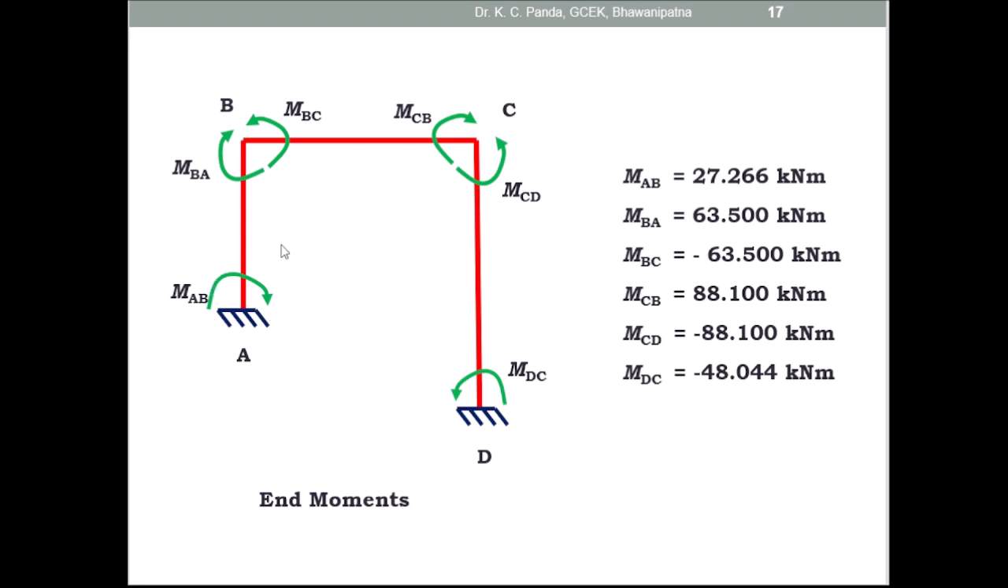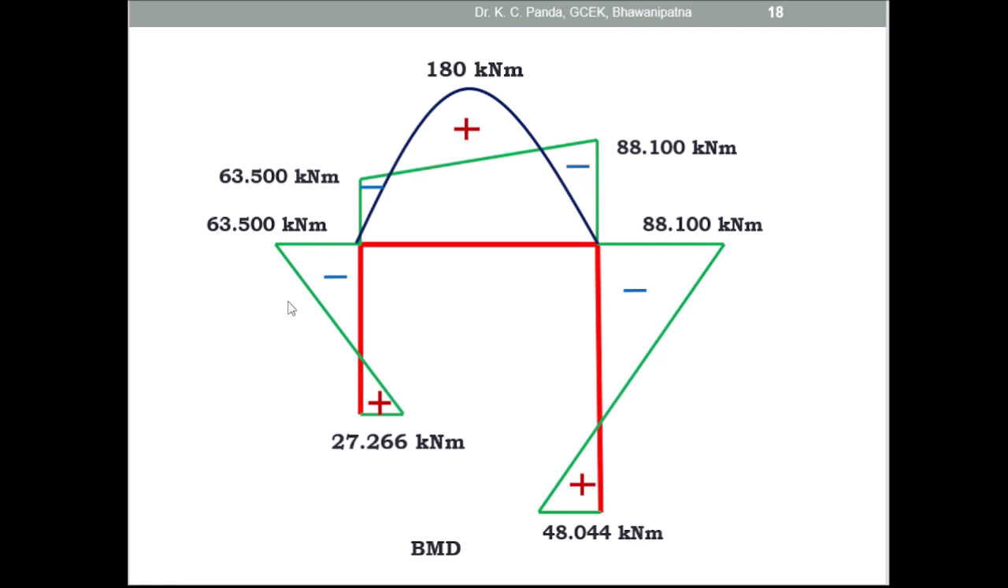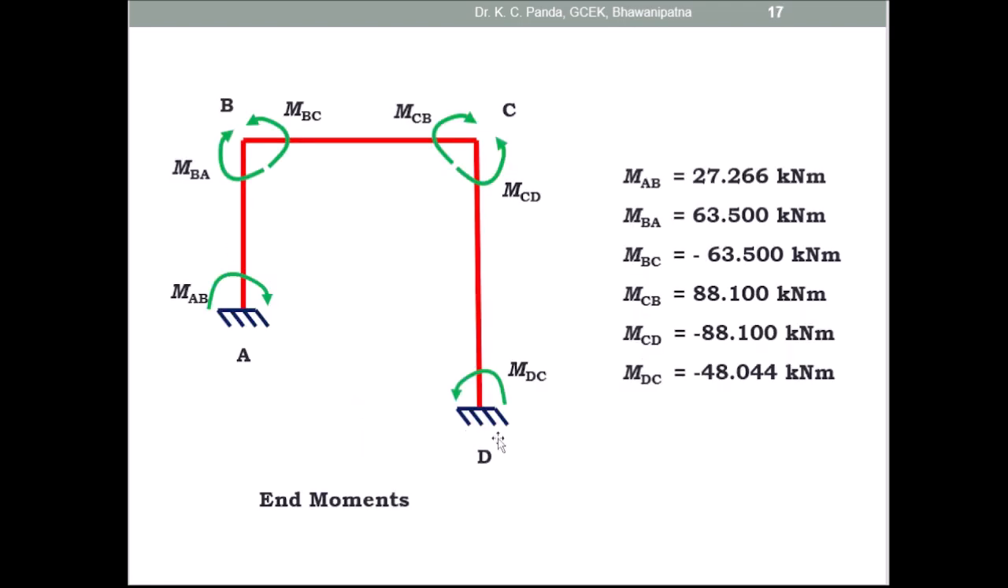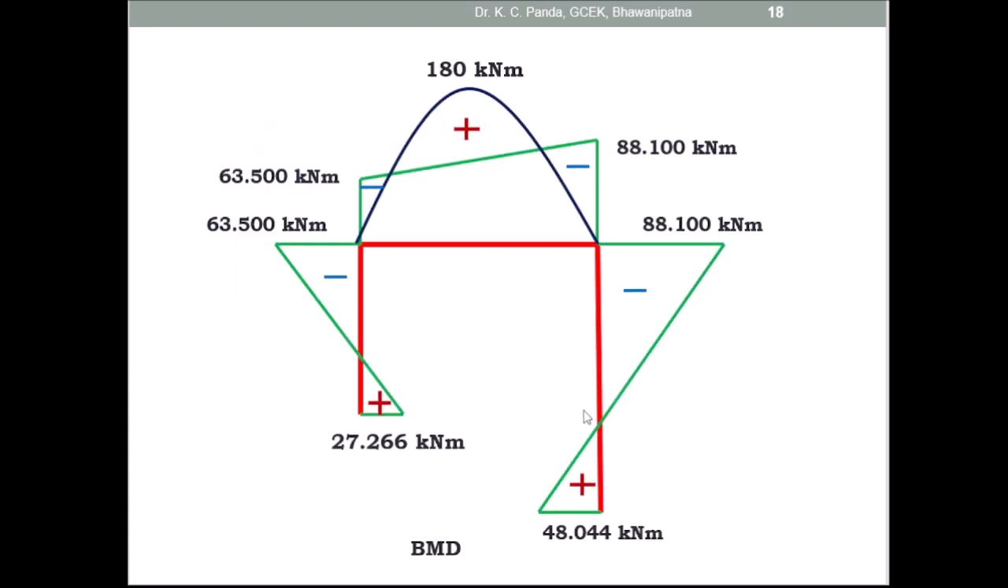Then after giving the direction of the moment, you can plot the support moment diagram. Take the inner side 27.266 and the outer side 63.500 kilonewton. Here also this is the inner side. Take 48.044 on the inner side and 88.100 on the outside. Then join these points. Inside tension take positive and outside tension take negative.